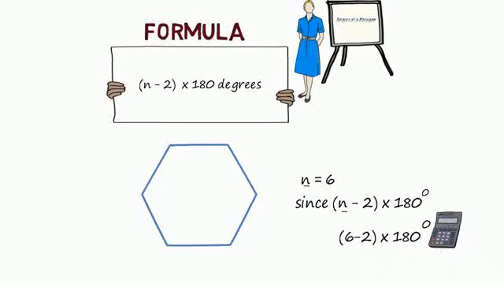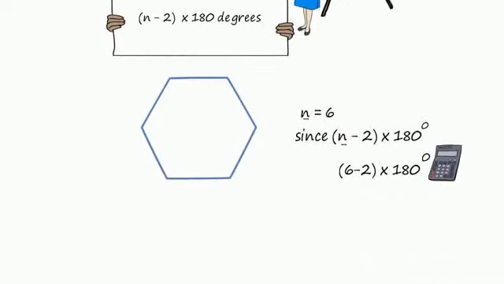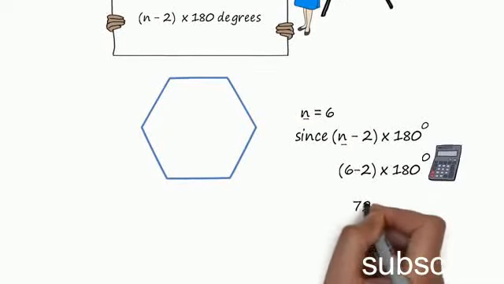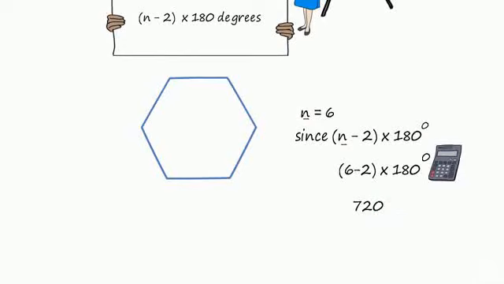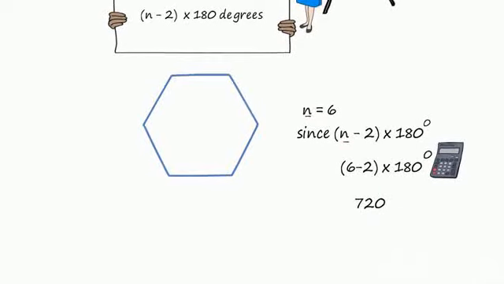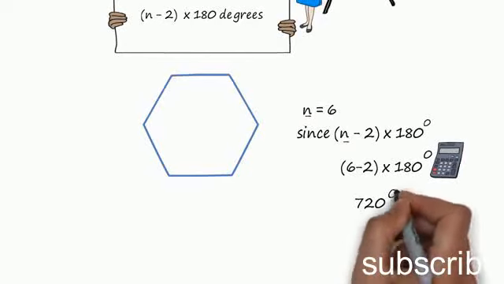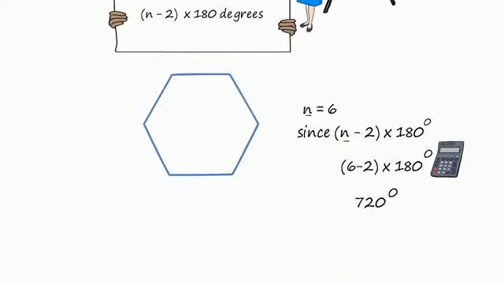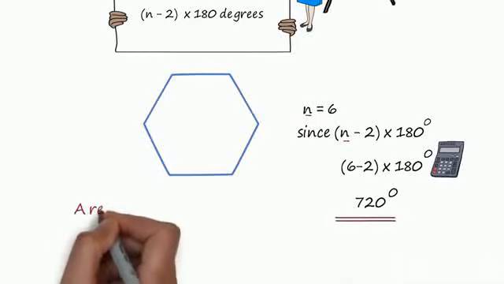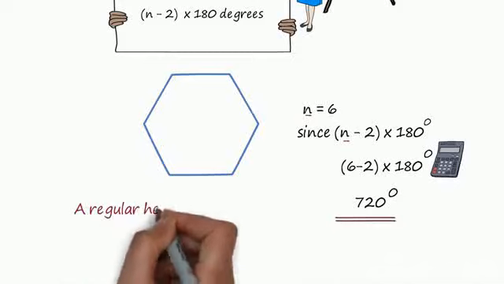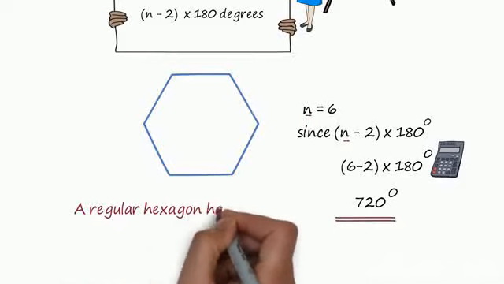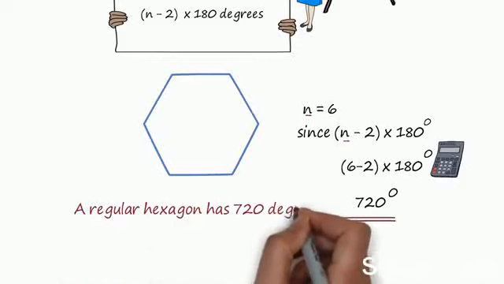We can punch this into the calculator anyway, so that we don't make silly mistakes on things that we can just calculate with the calculator. That's 720 degrees. So a regular hexagon has a total sum of 720 degrees. Yes, a triangle is 180. A hexagon has what? 720. Boom, just like magic. By just using this formula.